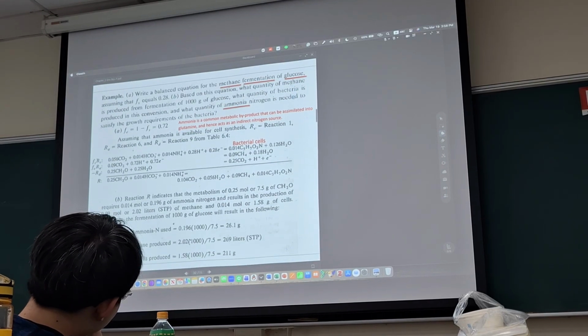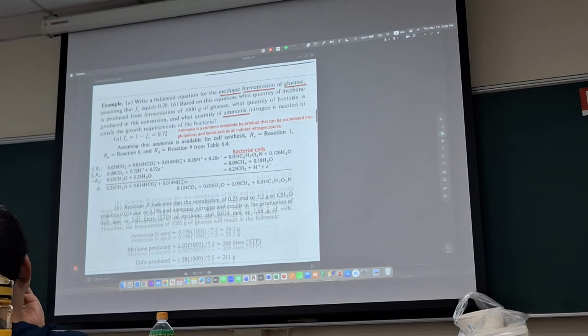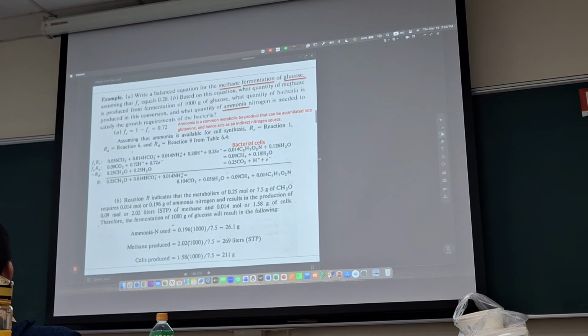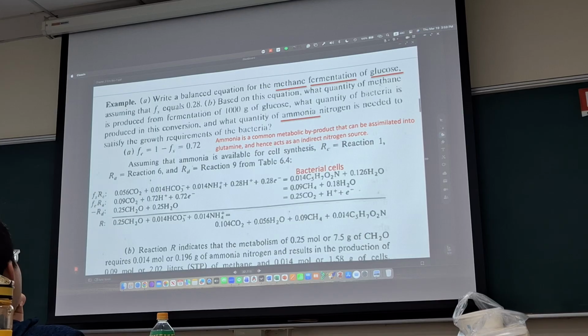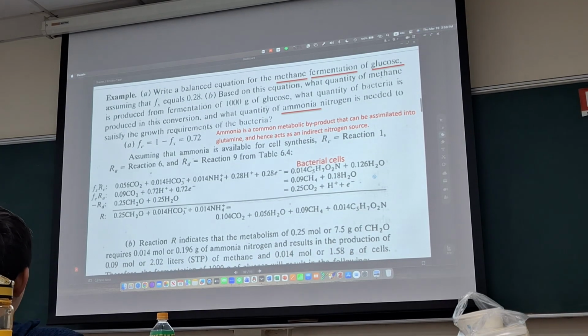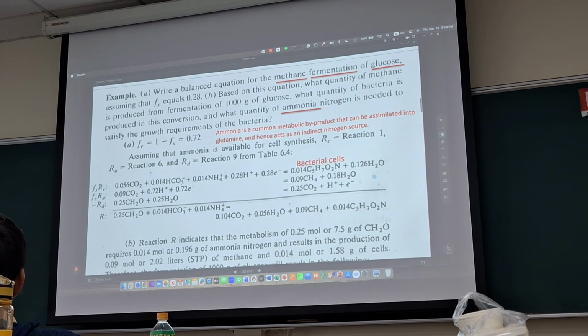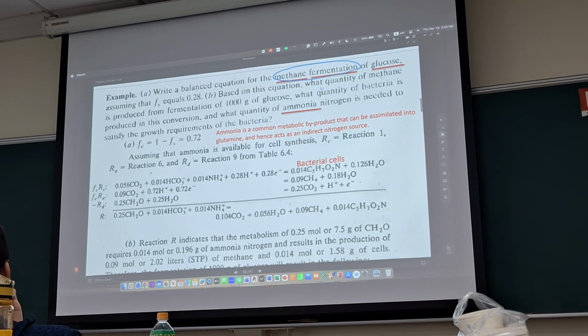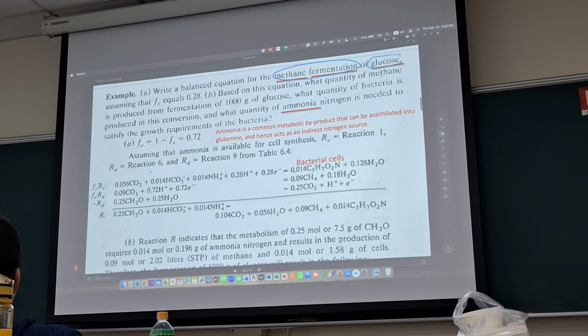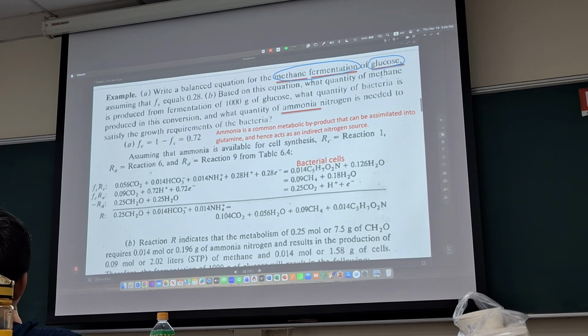Let me finish these questions. You might take a photo. This question is from the textbook. Let me finish this and I will let you go. This question asks us to write the balanced reactions for methane fermentation of glucose, the maximum fermentation of glucose. And what is the quantity of ammonia nitrogen?